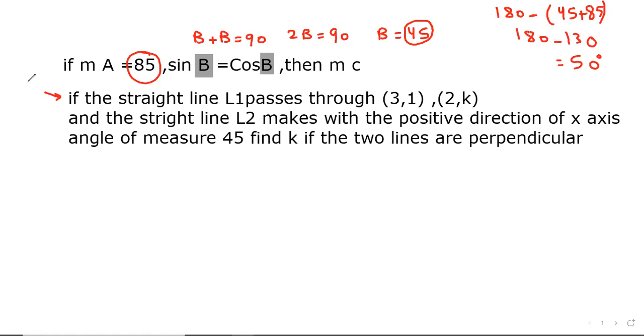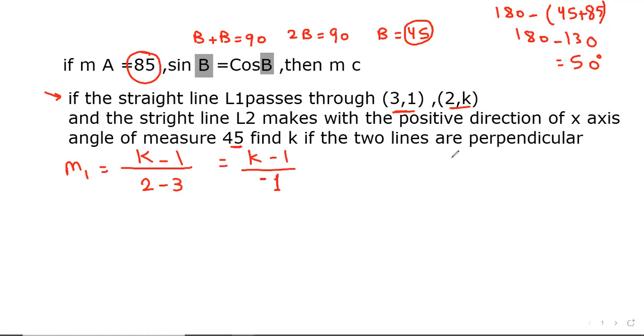If the straight line L1 passes through the points 3 and 1, 2 and K, and the straight line L2 makes with the positive direction of x an angle of measure 45. Find K if the two lines are perpendicular. So M1, what is the slope of M1? Y minus Y. So it's K minus 1 divided by 2 minus 3. That is the slope of the first line.